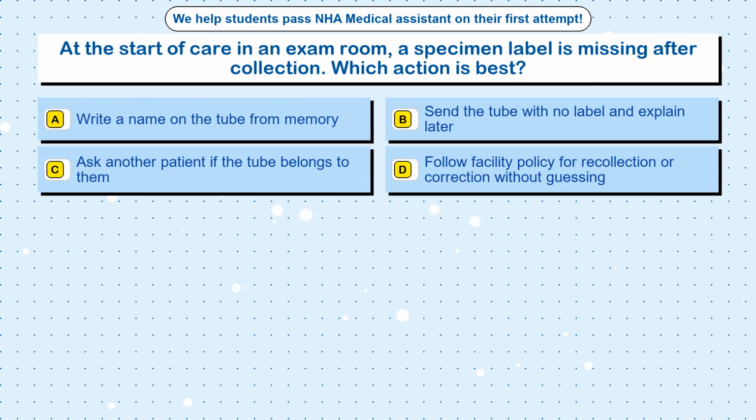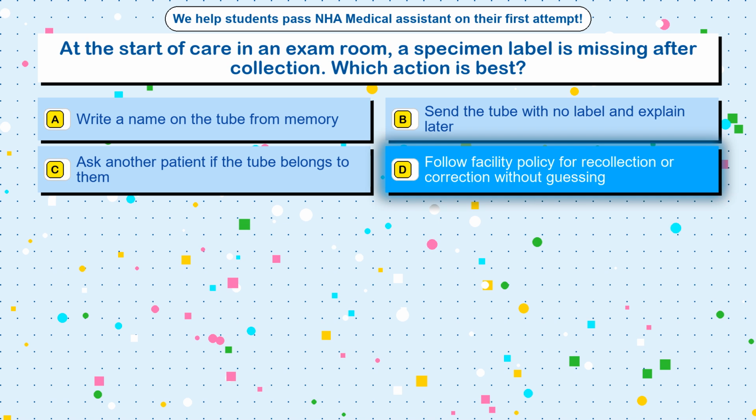Question 62. At the start of care in an exam room, a specimen label is missing after collection. Which action is best? Option A, write a name on the tube from memory. Option B, send the tube with no label and explain later. Option C, ask another patient if the tube belongs to them. Option D, follow facility policy for recollection or correction without guessing.